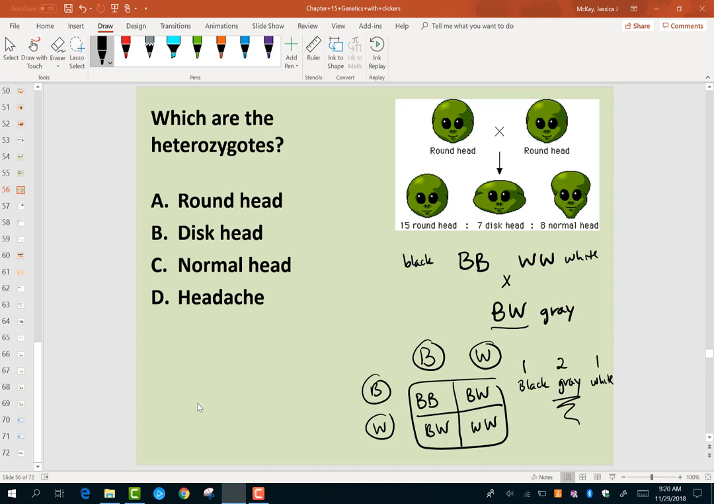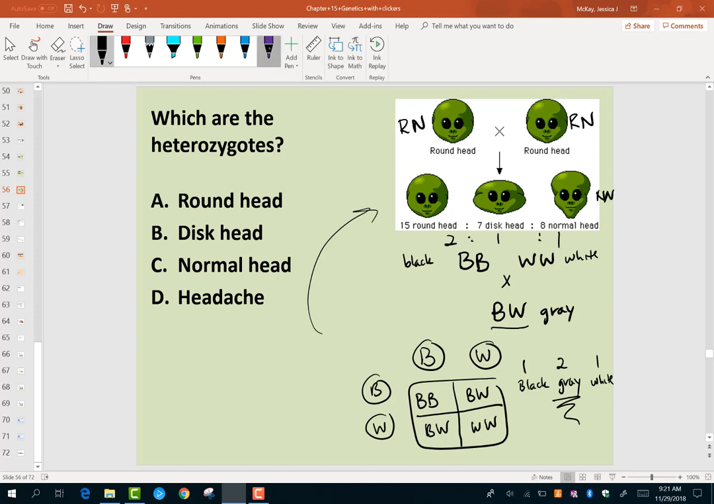is the intermediate. So if you apply that up here, if you were first thinking, oh, it must be round and normal, and round plus normal equals disc, that wouldn't work for this cross, right? Round and round would only give you round. So round is not homozygous. Round is actually heterozygous, so that you have 2 to 1 to 1.